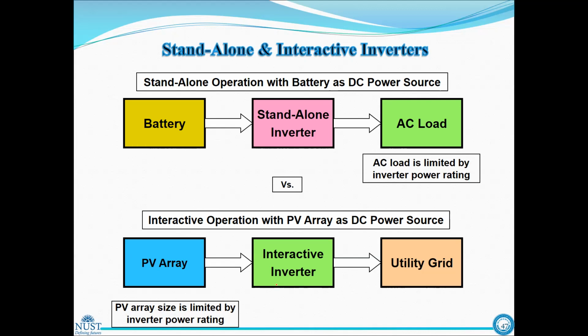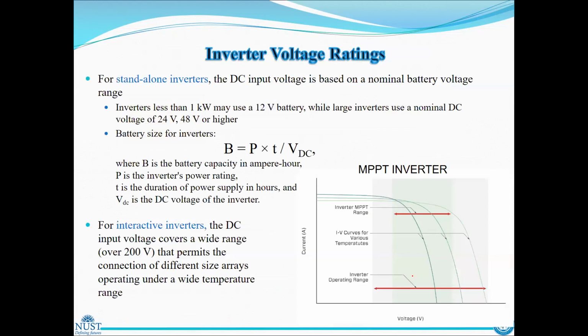So interactive inverters are actually difficult to size because their input is coming from photovoltaic arrays, and photovoltaic arrays are not providing constant output parameters. So that's why we must consider the temperature and irradiance variations in sizing the inverter. Inverter's output will surely be according to the utility grid.